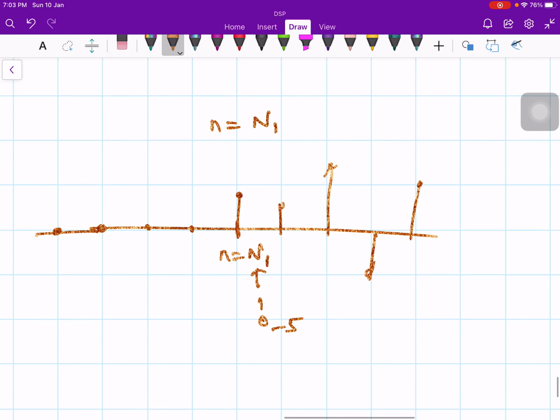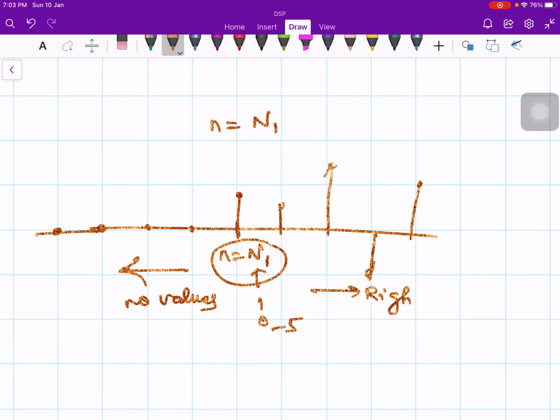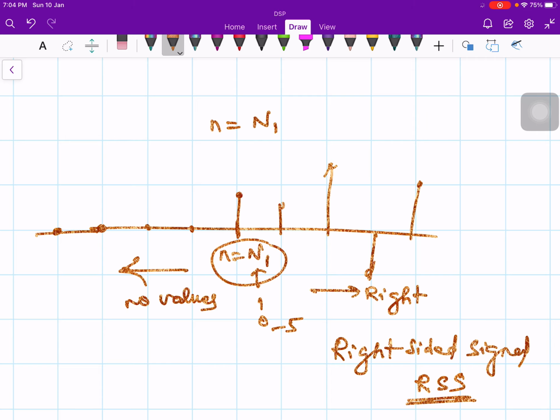So the sequence exists to the right of n equal to N1. On the left-hand side, no values. The right-hand side, yes, you have non-zero values. Okay, this N1 can be anything. N1 can be 0 or minus 1 or plus 10, whatever it is. Then the signal exists to the right only, and therefore it is called a right-sided signal, RSS, right-sided signal.